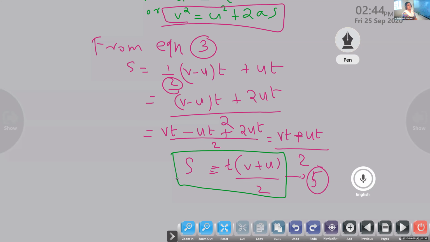Suppose an object is moving with an average velocity of 10 meter per second for a time of 5 seconds. Then find the displacement. In that case you don't have to go for all the other equations. If you study this equation, you can directly substitute: average velocity 10 into 5, 50 meter. Problem is solved.